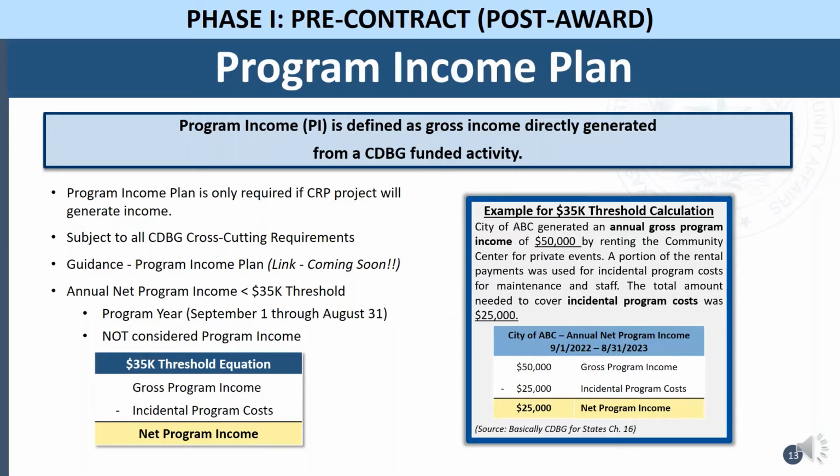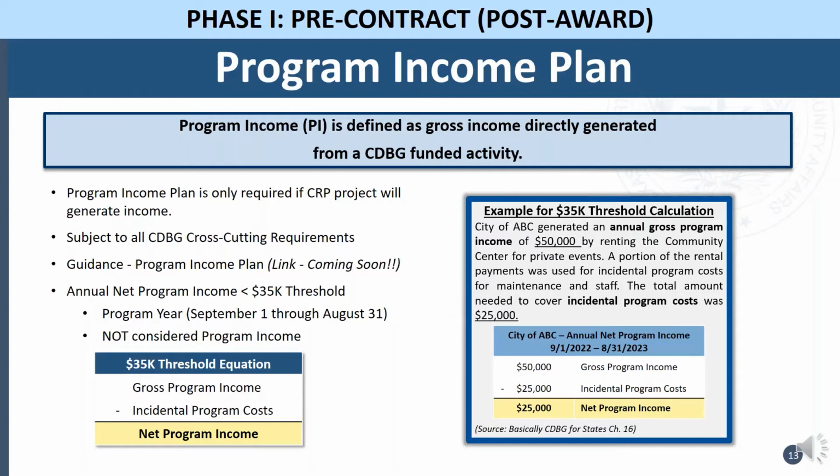This basically accounts for the gross program income that is generated annually, and that program year is from September 1st through August 31st. It subtracts incidental program costs, and then the net program income can be calculated from there. If the net program income is under $35,000, then it is not considered program income. And we've included an example here just so that you can see.